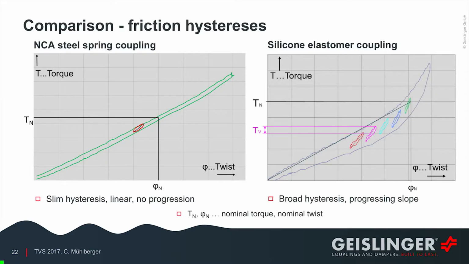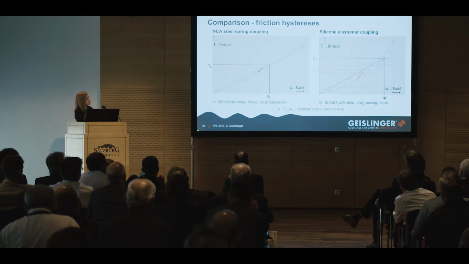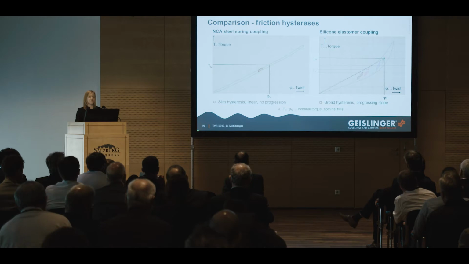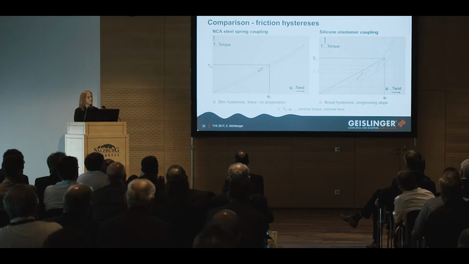For comparison, we have here the friction hysteresis of a silicon elastomer coupling. What we can see clearly is that it's much broader, and it also has a clearly progressing slope. This means that with this broad hysteresis, if the twist amplitudes get smaller, we have a much bigger effect of increasing dynamic stiffness on this coupling. And even without low twist amplitudes, there is also the factor of increased static preload, which will increase the dynamic stiffness of this coupling. We can see this very well in the increasing steepness of the measured friction ellipses.